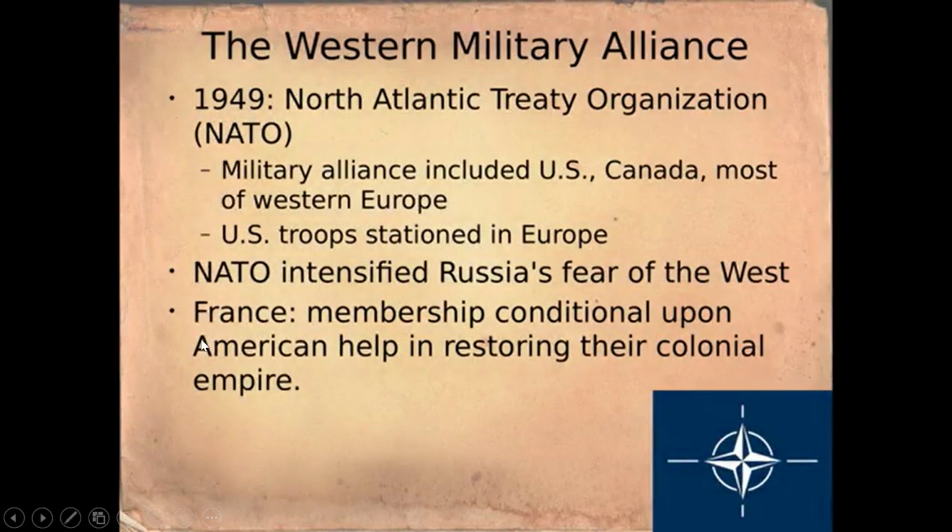France said, hey, we'll only join if you help us reestablish our colonial empire, which America didn't really want to do, but we needed France to be on board with it. And so we kind of helped them reestablish Vietnam, and Vietnam was really our fault because we put them back in charge of it, which we shouldn't have done. That was our bad. It was really stupid, and it was kind of messed up.